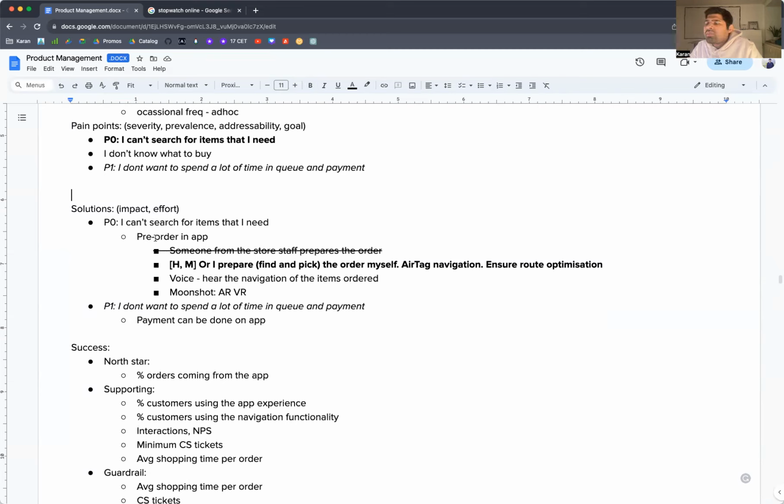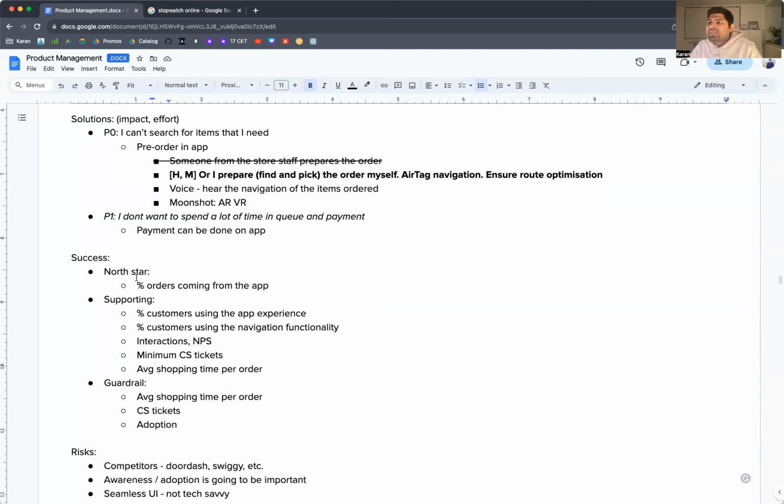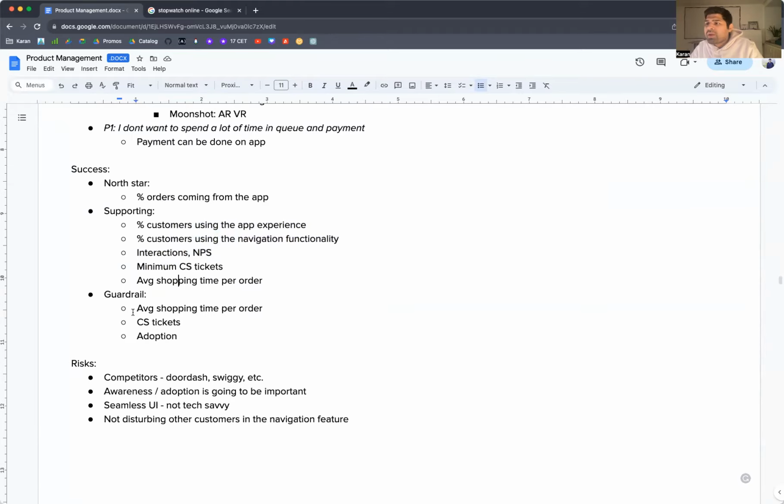So in solutions, we ensure that we pre-order in an app with payment enabled. And then once the items are already ordered, there is a proper navigation system in the app which is route optimized, and can be improved with voice navigations and even with AR, VR. But in the beginning, we just move ahead with usual AirTag related navigation so that it's seamless. And in terms of success, I want to make sure that the percentage of orders coming from the app is increasing. And from an engagement perspective, there are more interactions, fewer tickets, the shopping time is reducing, and more.